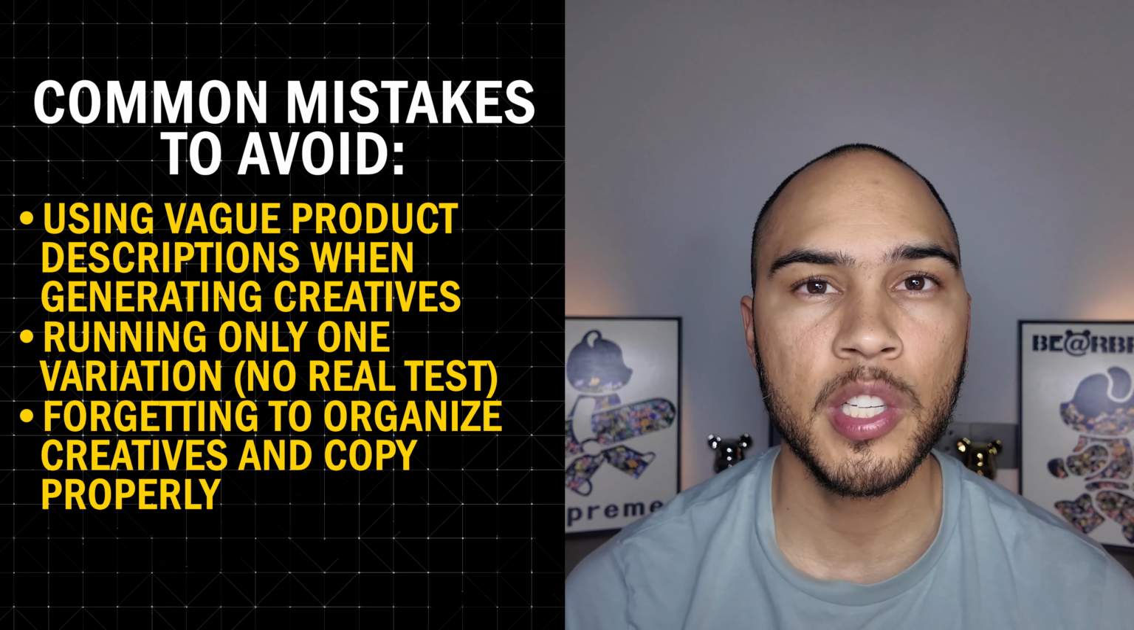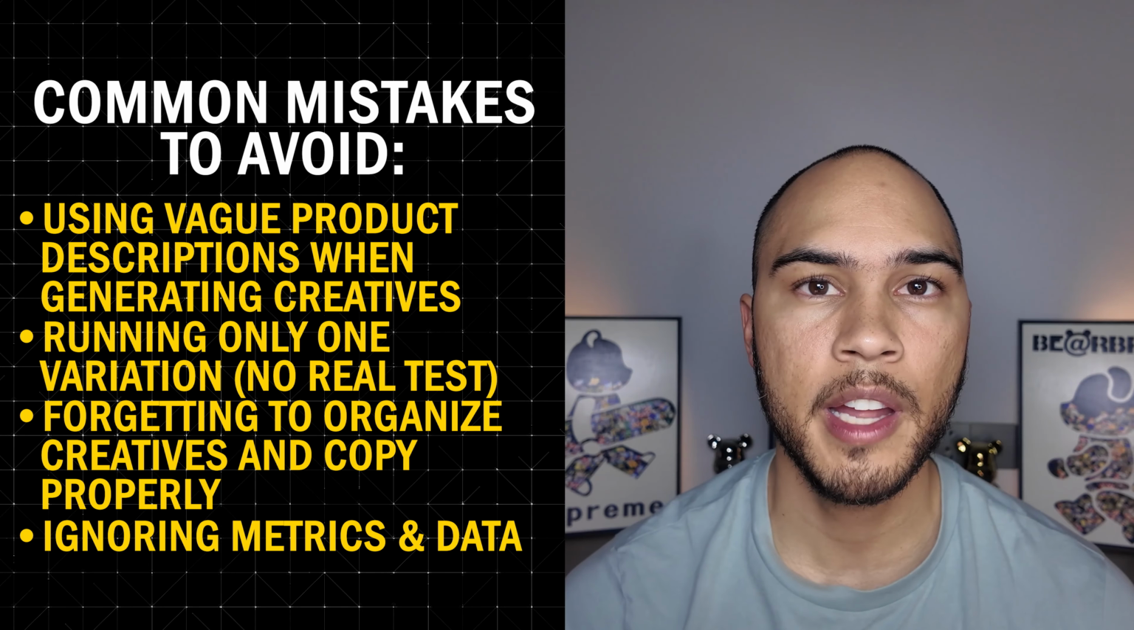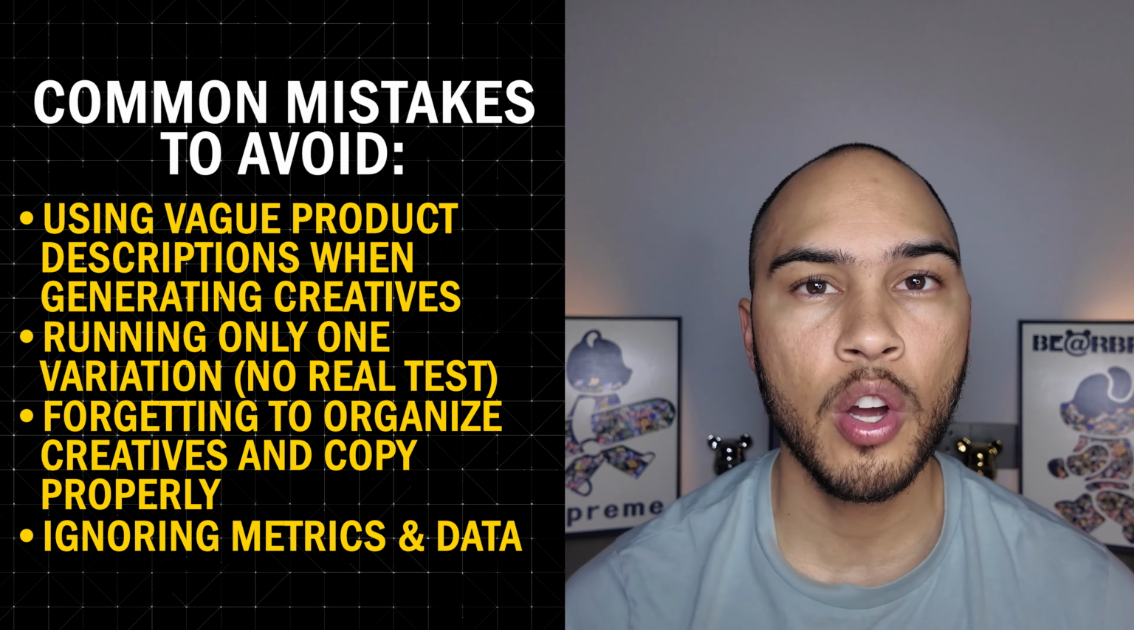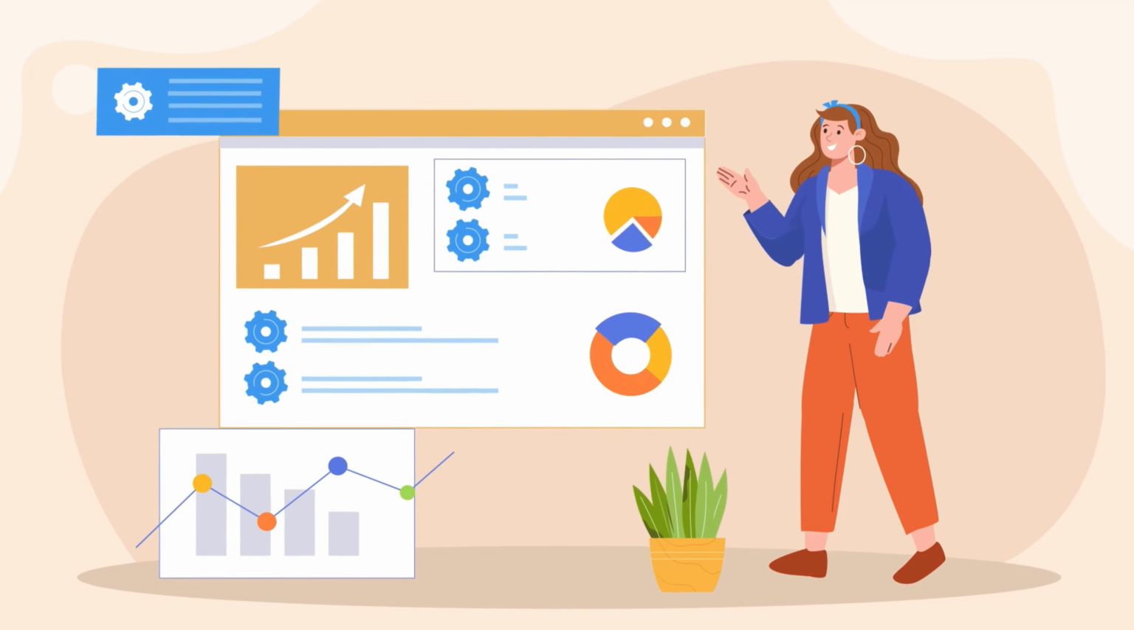This makes it easy to spot patterns. And lastly, ignoring metrics and data. If you only look at surface level results, you'll miss the real signals. Poor creatives can look fine on the surface but kill performance deeper in the funnel. Depending on the platform, focus on click-through rate, cost per click, hook retention or thumb stop rate, and conversions or leads. Data tells you what to scale, what to fix, and what to kill.